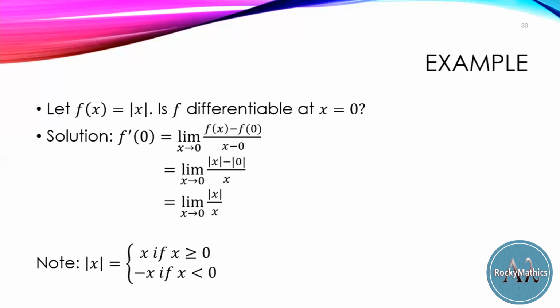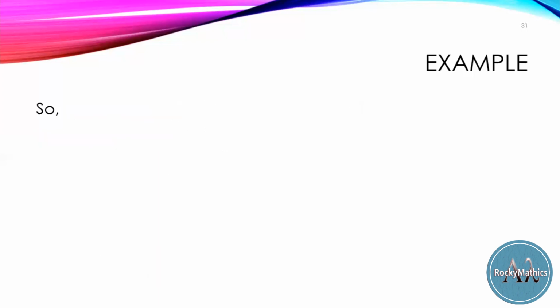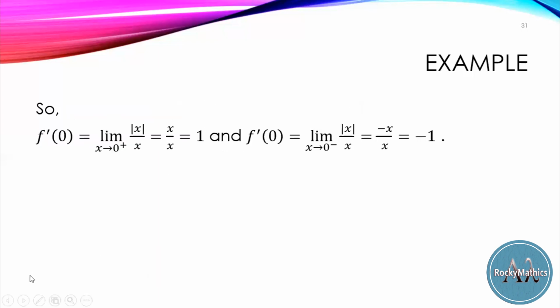So what are you going to do? Since this is a piecewise defined function, to determine the derivative, we need to find the limit of the function from the right and also the limit of that function from the left. So we're going to get the left-hand and the right-hand limit. So f prime of 0 is equal to the limit of the absolute value of x over x as x approaches 0 from the right.